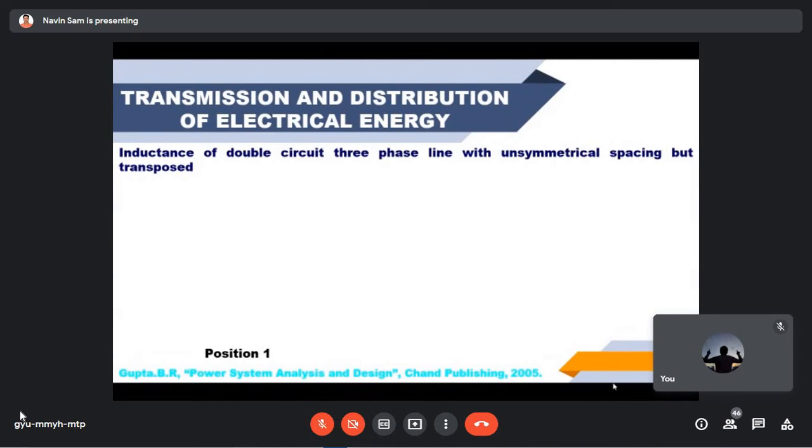Let me start with position number 1, because in transposition, for a fixed duration, there will be 3 different positions that each conductor will occupy. So I have considered 3 different positions. Position number 1: how the conductors are arranged, I am going to list out. Each and every phase will have conductors. Let me assume that X, Y, Z are the conductors for each phase. That is, it can be R phase, Y phase and B phase.